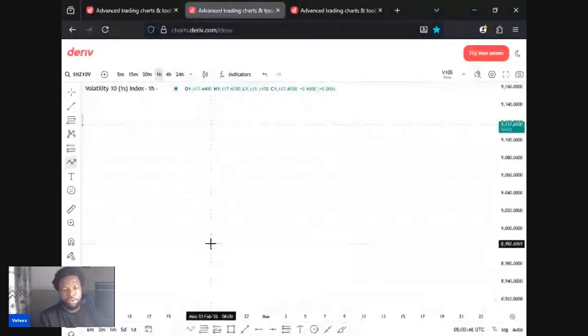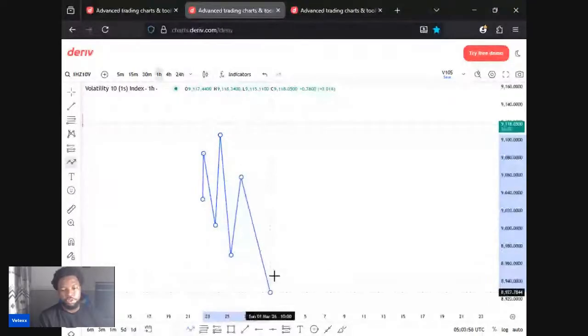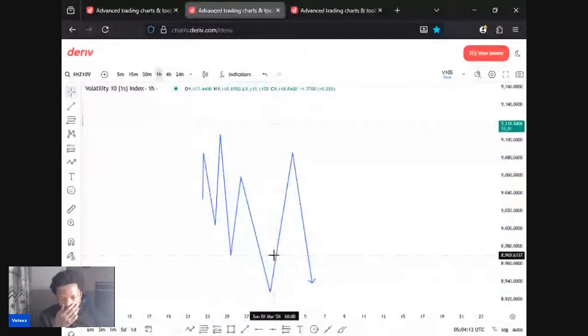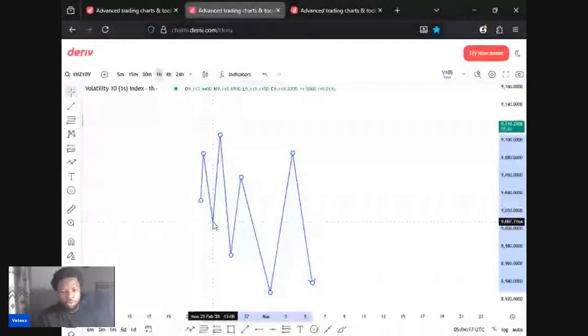this is how the model works. We have a sweep of liquidity, a break of structure, 50% retracement, a second break of structure, and then price taking the liquidity out, tapping into the point of interest, and then moving in the opposite direction. So this is what we always look out for in the market.